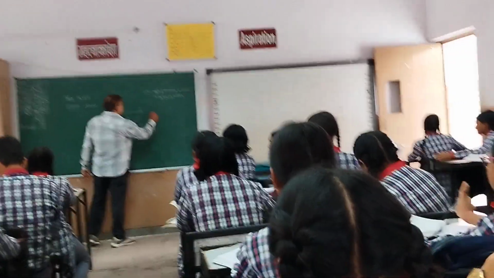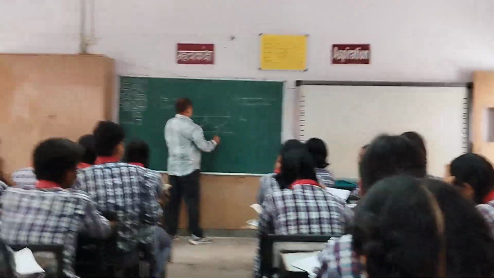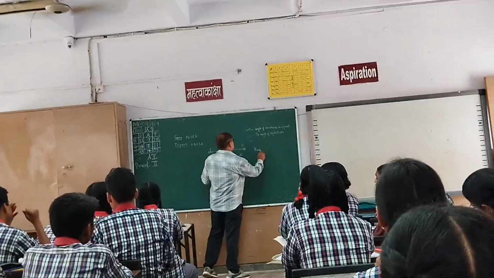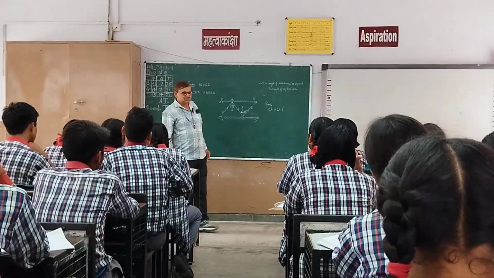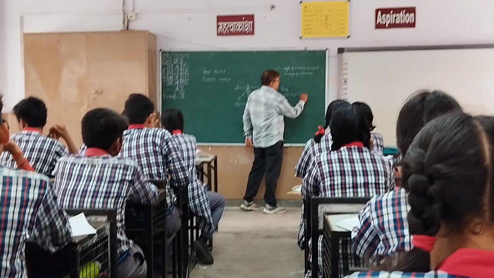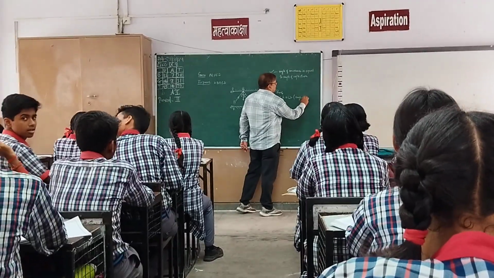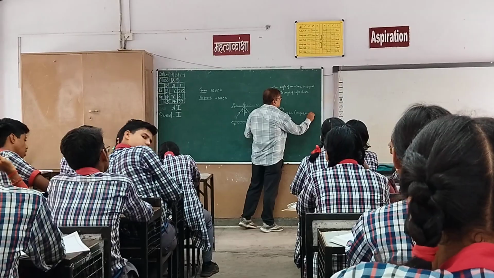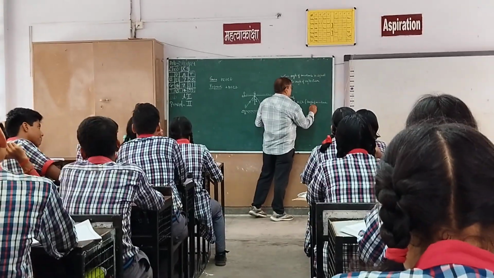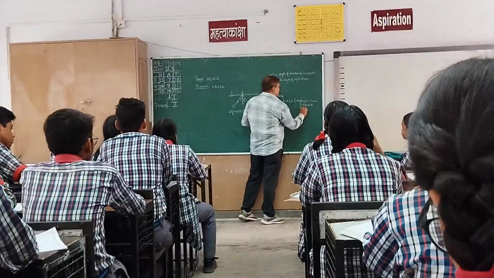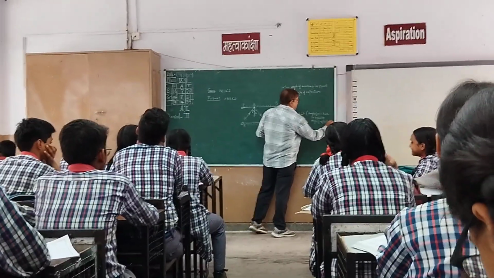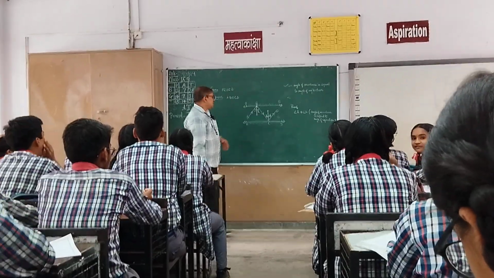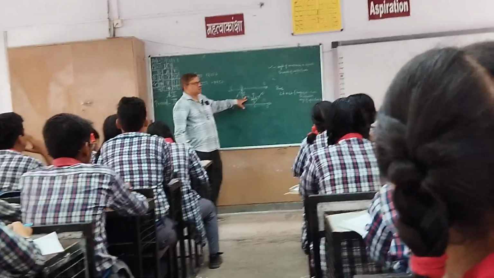Angle 1 is equal to angle 2. Angle 1, what is the cause? Cause is the angle of incidence. Angle of incidence is equal to angle of reflection, right? Angle 1 is equal to angle 2.